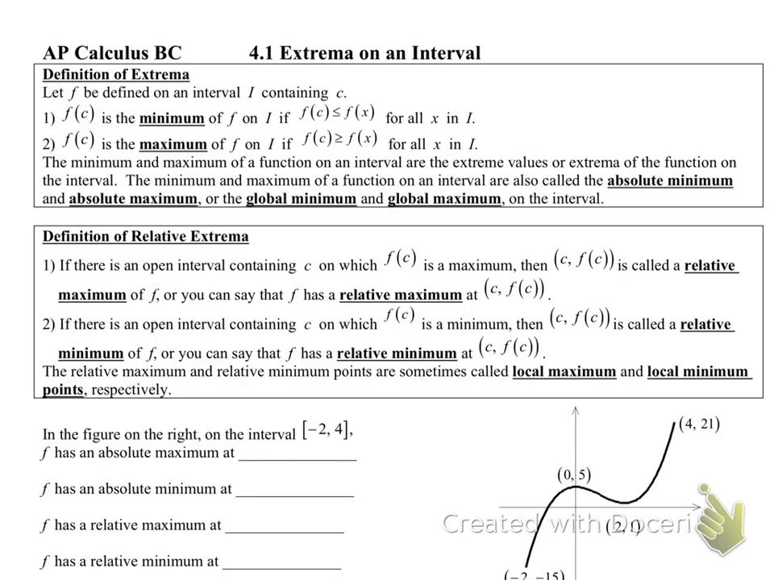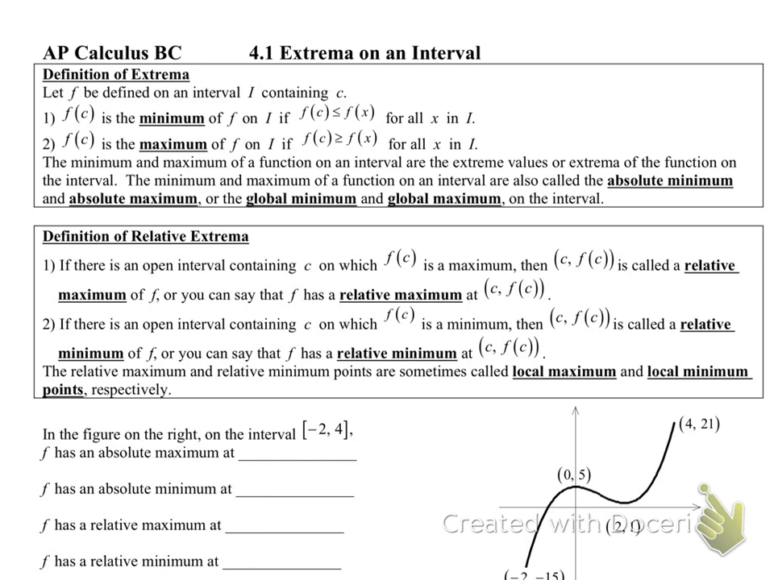Today we're going to talk about extrema on an interval. The definition of extrema is: let f be defined on an interval I containing c. The value of y at c, also known as f of c, is the minimum of the function f on the interval I if f of c is less than or equal to f of x for all values of x in the interval I.